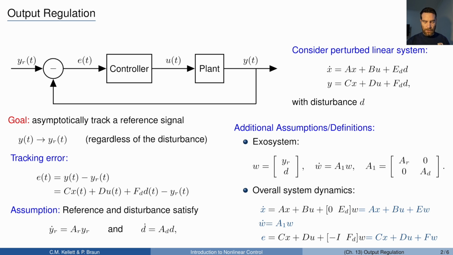Combining all of this information into new variables and then a new representation of our dynamical system. So first we combine reference signal and disturbance in the so-called exosystem, which then can be written in terms of the linear system W dot is equal to A1 times W. And then using this information in our system dynamics gives us the corresponding dynamical system in terms of X dot, W dot, and the measured and the output mismatch E in terms of the error dynamics E here.